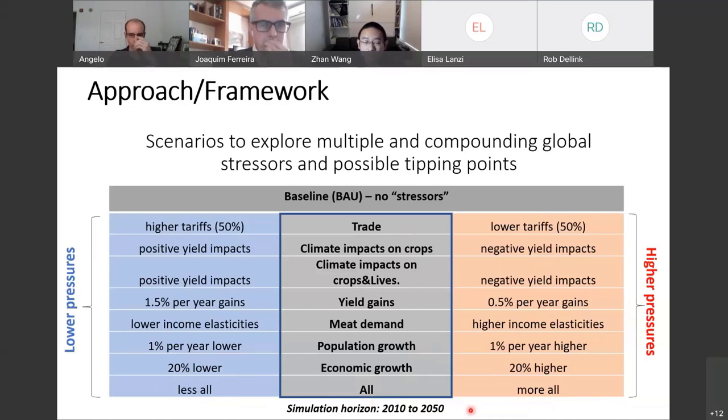And our simulation horizon is 2015 to 2050. I typed it wrong here, 2010. 2015 is when we start the shocks. This scenario exploration approach will allow us to see how land use change will behave in the US compared to a baseline scenario where we have average assumptions about trade, so trade tariffs will remain, and economic growth and population growth will follow the average projections from international institutions, and so on.